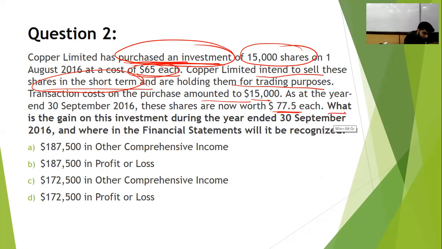What is the requirement of the examiner? What is the gain on this investment during the year ended 30th September 2016, and where in the financial statements will it be recognized? So we need to calculate the gain or loss on fair value. Definitely, we are not going to dispose of these shares, so we are going to calculate the fair value gain or loss.